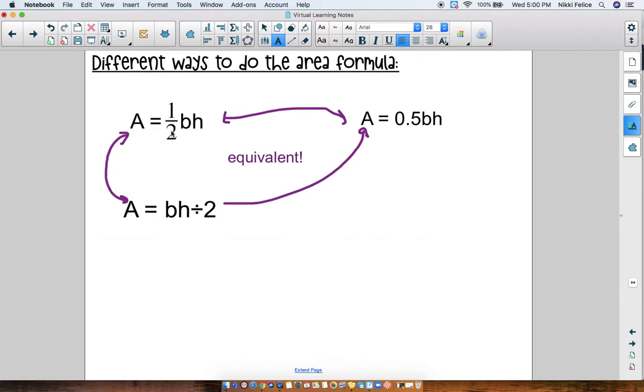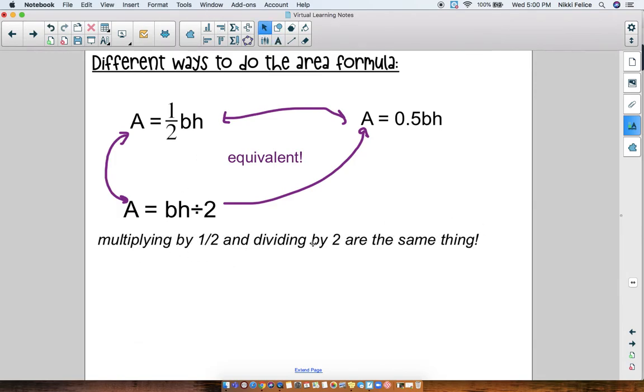Multiplying something by a half is the same thing as dividing it by 2. That's really important to know. Multiplying by 1/2 and dividing by 2 are the same thing. I'm going to do a quick example to show you that.